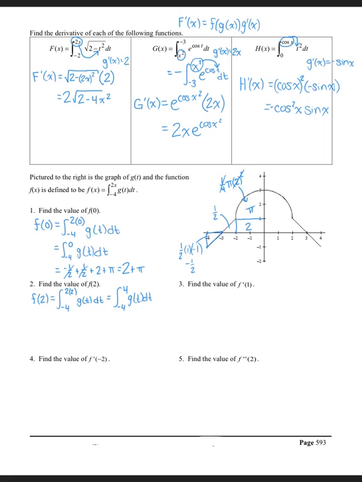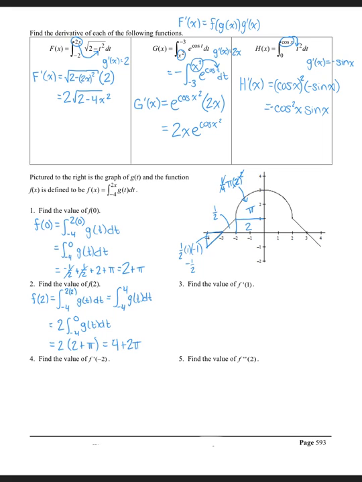Okay, now we already found from -4 to 0, and because this function is even, it's just twice the integral from -4 to 0 of g of t dt. Okay, and what I mean by even is it's symmetric across the y-axis. Okay, so because we know what this integral is, it was 2 plus pi, our answer is 4 plus 2 pi.